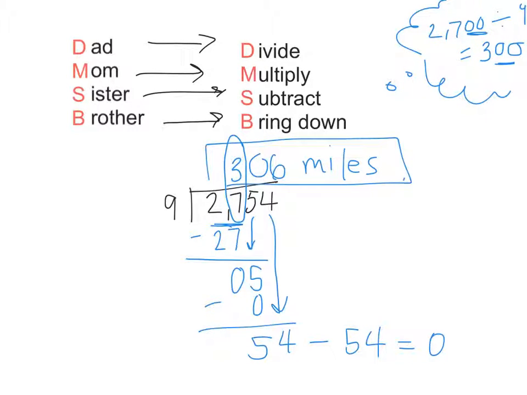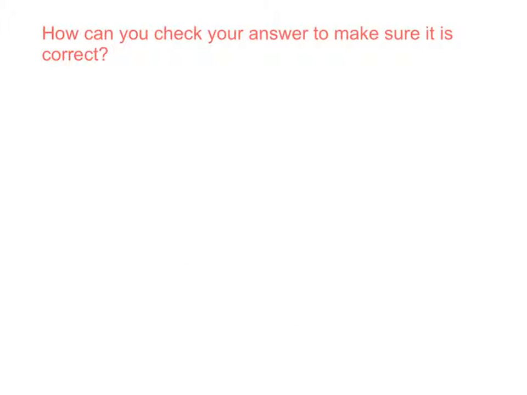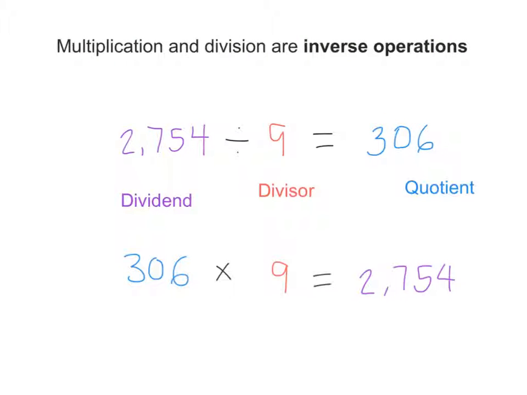306 miles. Let's look back at our estimation. Are we in the zone? Do we know our answer is reasonable? Now, we used our estimation to see if we were in the zone, to see if our answer was reasonable. But how else could we check to make sure our answer is 100%? We know for sure that our answer is correct.